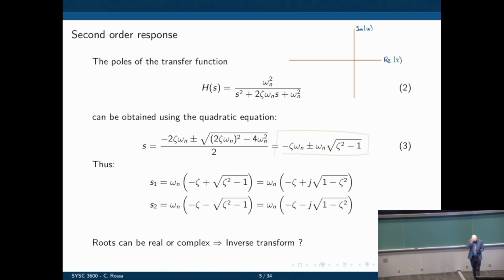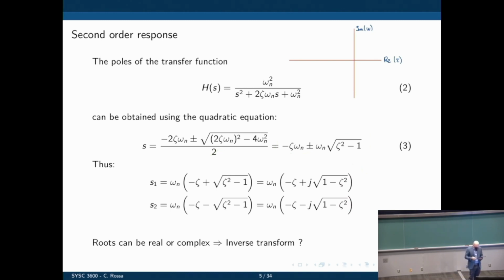2 zeta omega n squared is 4 zeta squared omega n squared. We take omega n squared out of the square root. We take also 4 out of the square root. That's 2, and then it cancels out with the 2 at the bottom. And this is the result. Very simple math.